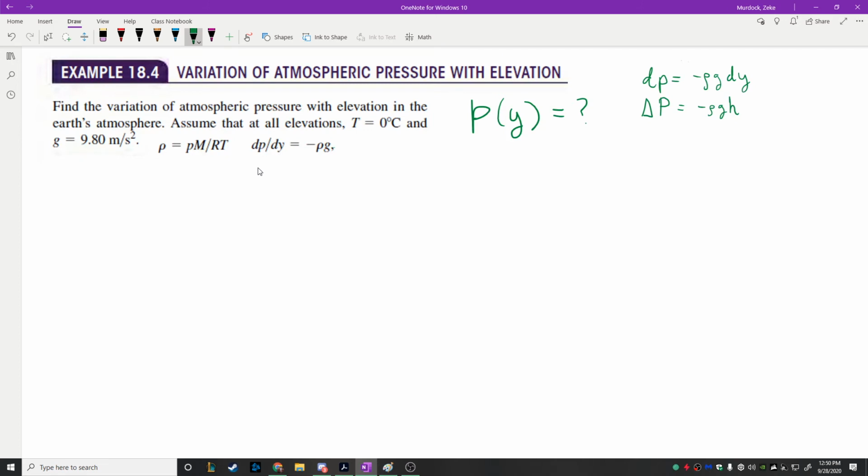All right. So really what we want to do here is put these two equations together. You'll notice that both of them have a rho in here. So I'm just going to take this rho and plug it in for that rho right there. So we've got pressure times molar mass divided by R times T. That's rho. We multiply that times negative g, and this should technically then be equal to dP/dy.